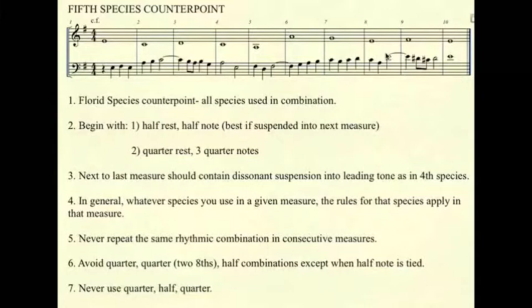Rule number 5, never repeat the same rhythmic combination in consecutive measures. We want every measure to be different rhythmically than the measure preceding it. Measures 6 and 7 are an example of not following that rule. So we have 2 measures with 4 quarter notes consecutively. Even though the quarter note in the first measure is tied from the half note, we would view this as 4 quarter notes in consecutive measures and thus wrong.